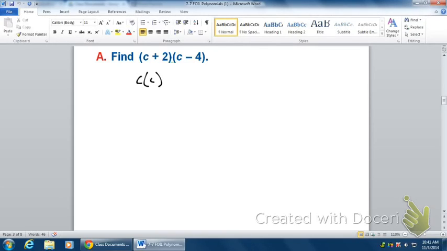Make sure you keep that sign in front of that negative 4. Don't change it to 4. Don't do c times 4. It's c times negative 4. Okay? Now I'm working with my I, which is my innermost terms, which are 2 and c. So I'm going to multiply 2 times c. And then lastly, I'm going to be working with my last terms, which are 2 and negative 4.